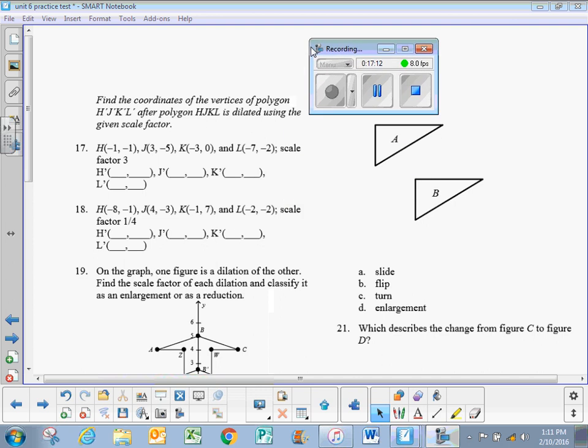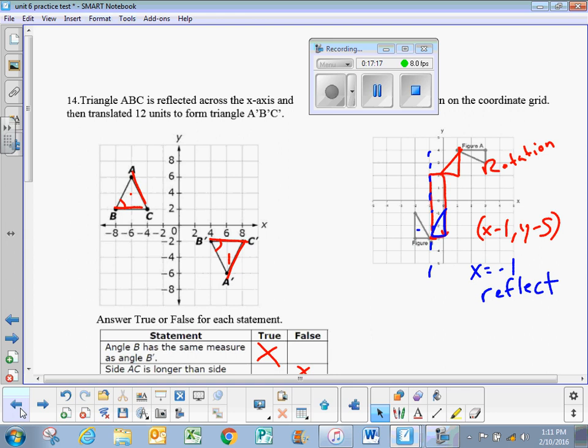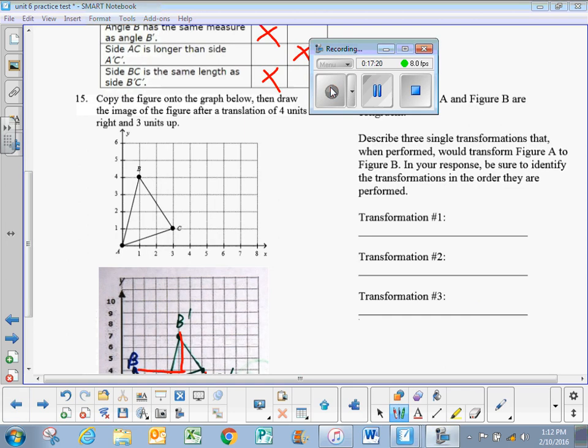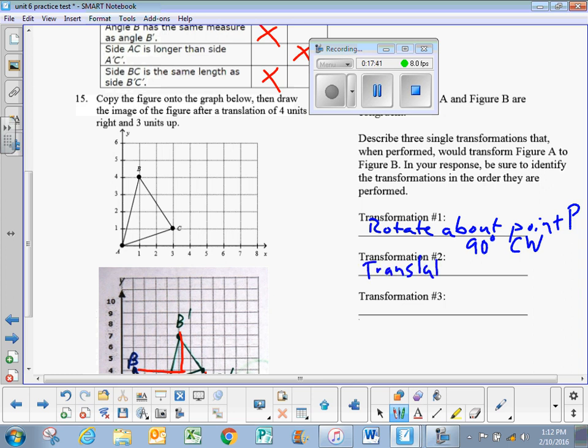Wait, can you go back? Wait, what about number P? Yeah, what about P? Okay, so what I would write in this blank is rotate about point P. Well, rotate about point P 90 degrees clockwise would be the best. And then I translate x minus 1, y minus 5, and then I would reflect over the line x equals -1.